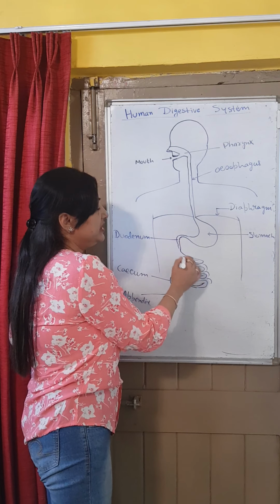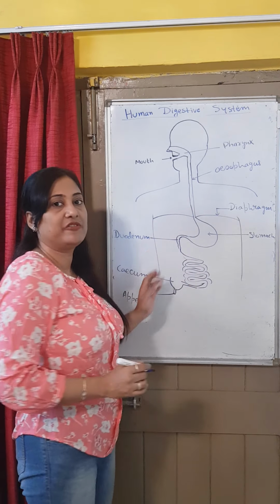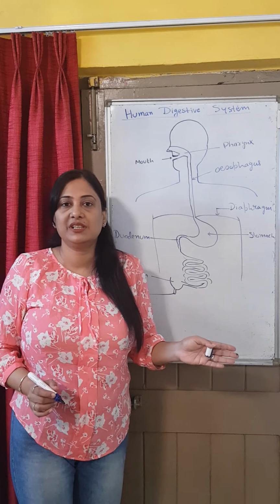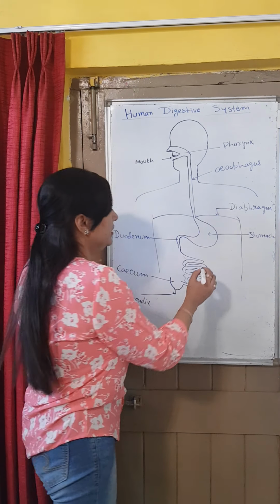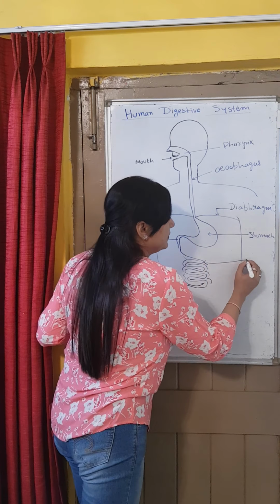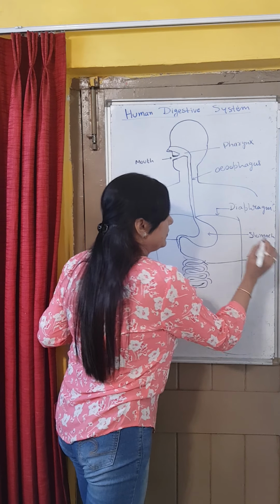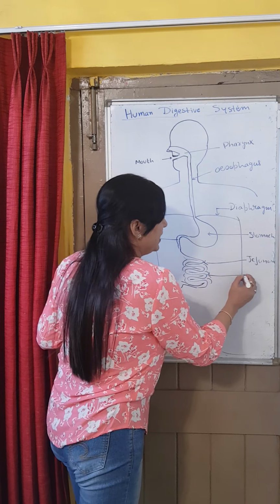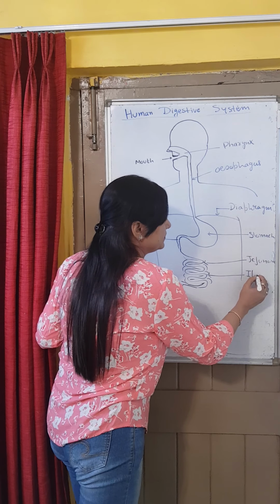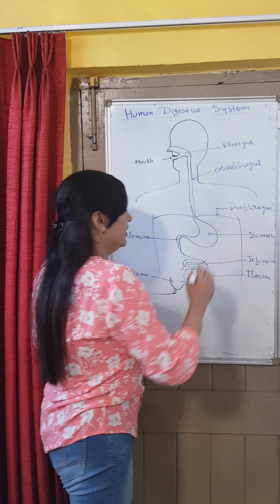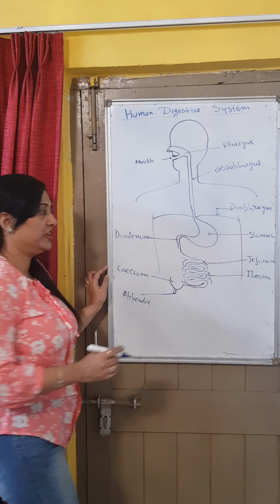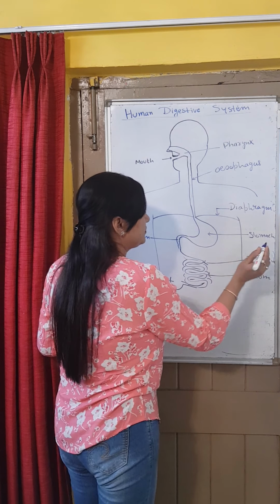The part of the small intestine which is present immediately after the duodenum is called jejunum. Below that, the next part is called ileum. These are the parts of the small intestine, jejunum and ileum.